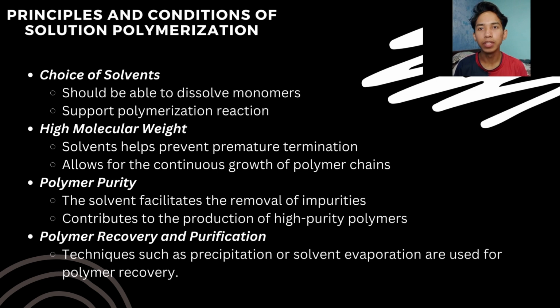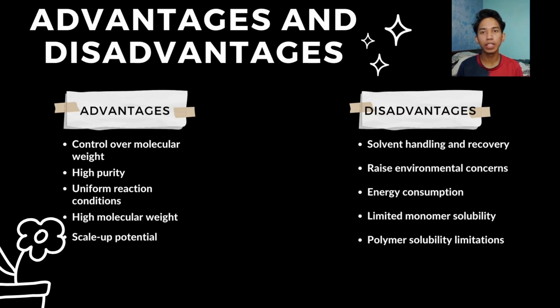Next, these are the principles and conditions of solution polymerization. The key principles and conditions include choice of solvents, which should be able to dissolve monomers, high molecular weight to allow for the continuous growth of polymer chains, polymer purity so that it can contribute to the production of high purity polymers, and lastly, polymer recovery and purification, where techniques such as precipitation or solvent evaporation are used for polymer recovery. For advantages and disadvantages of using solution polymerization for PE.